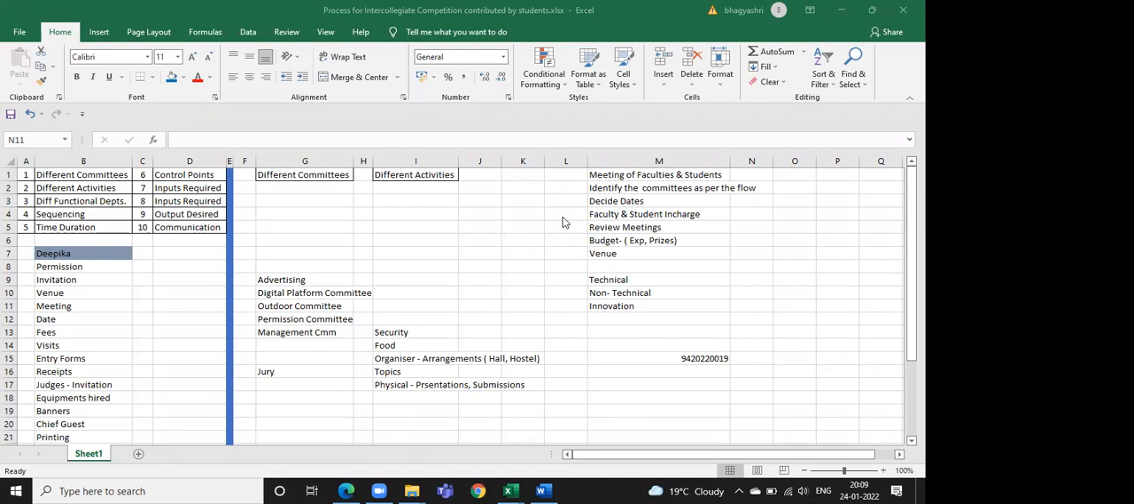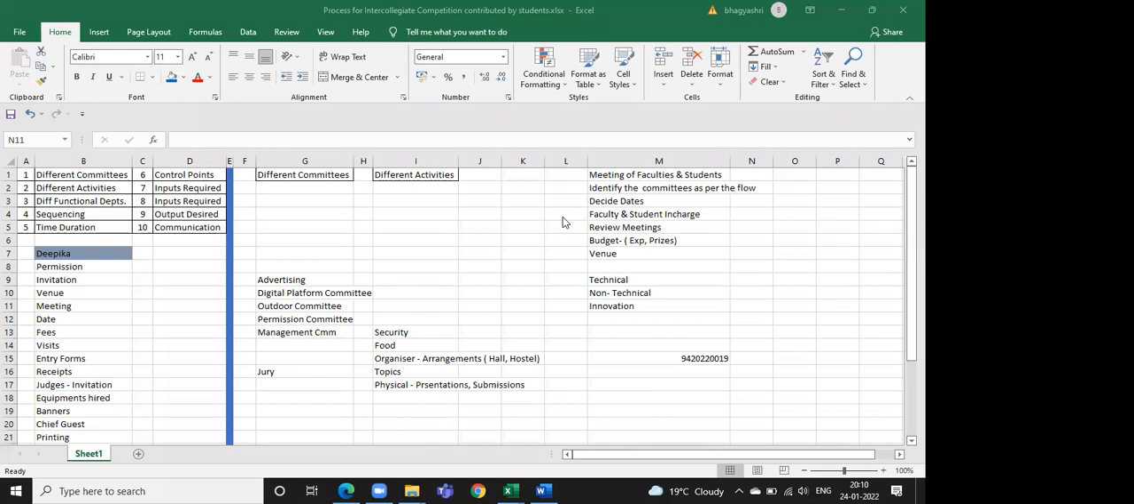Then there will be review meetings. When will the review meetings be? That will be decided, say after 15 days or 10 days from today, we'll be meeting again to look into how things are going as per plan or not. Then a budget will be decided, with respect to the different expenditures that will be incurred by the different committees, as well as the budget for the prizes. The venue will be decided.